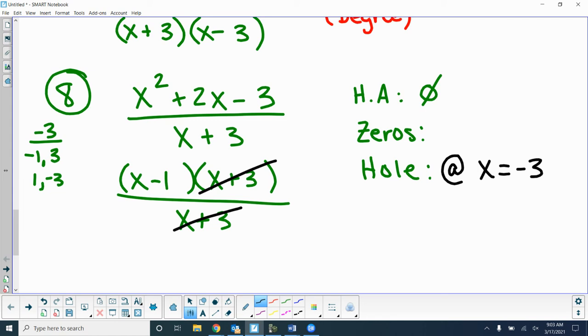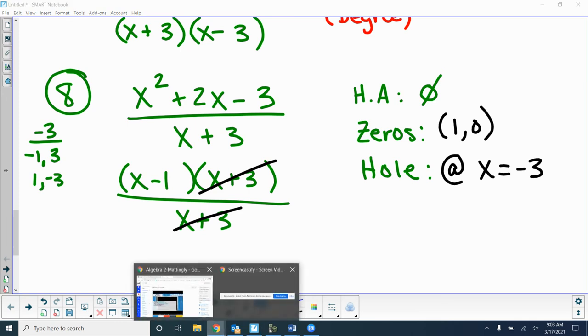So if we had to graph it, we could figure it out. Right? The zero is what? 1. We're done. Any questions? Pretty easy, right? Yes. If you can factor, which most of you can. Hopefully tomorrow, all of you will be able to factor.